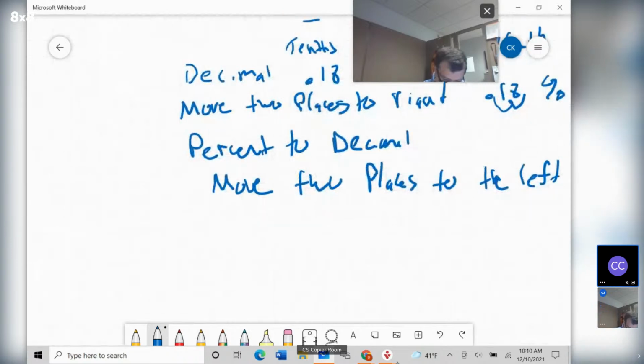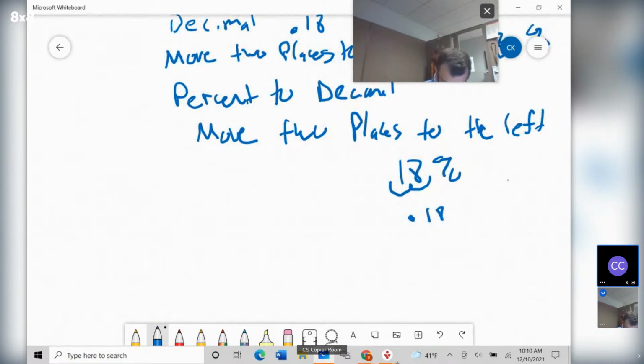So in this case, 18%, we'd move it 2 places to the left, 1, 2, and that becomes 0.18. Because really what 18% is, that's 18 over 100. Okay, and how we write that is, like I said, 0.18. Because it's like when he showed in that video, it's basically you have 1/10 in 800s, and how we write that is 0.18. Okay, so let's do a little practice here.